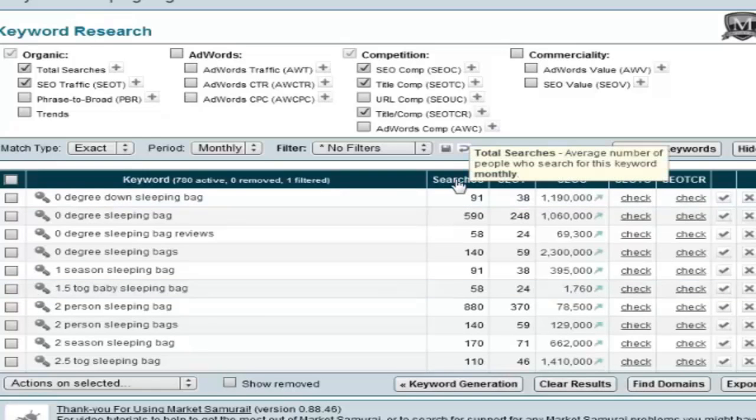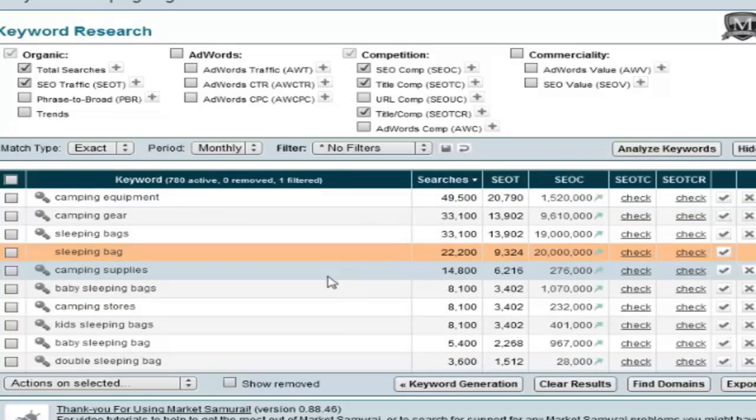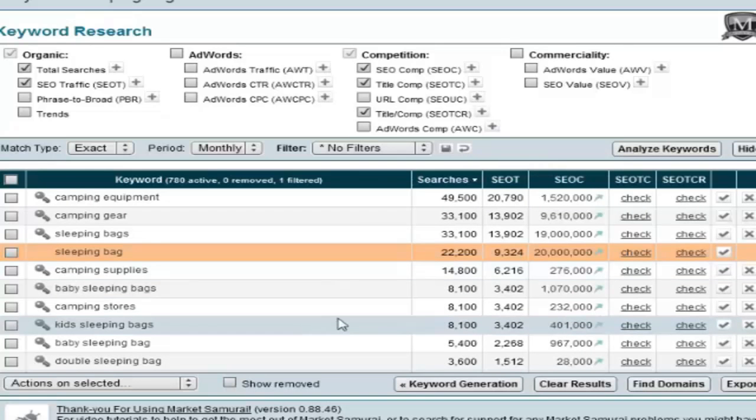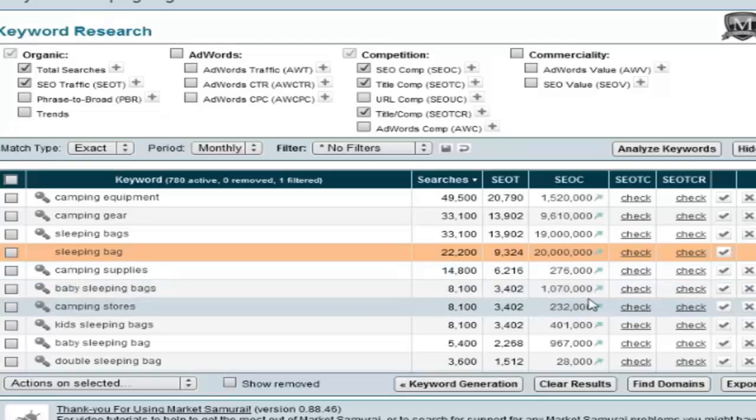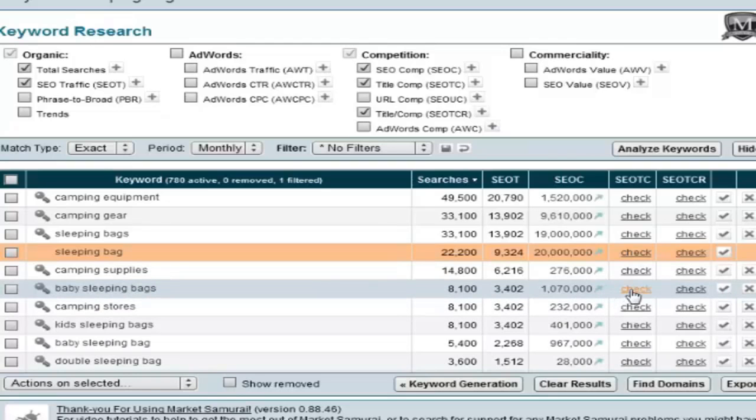So what we want to do from here is sort this by searches. If I just click on searches, you're going to see, because it brought back so many terms, we're going to have a lot of unrelated terms in here, like camping equipment, camping gear. But now we just want to start looking at possible keywords that could make for a good market to go after. So baby sleeping bags, that's kind of niched down. I never really thought of that myself.